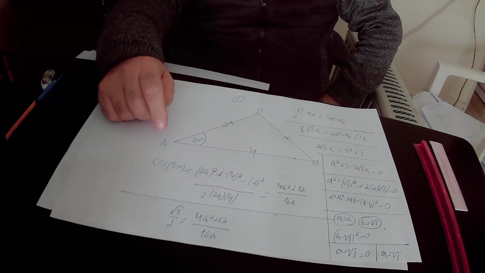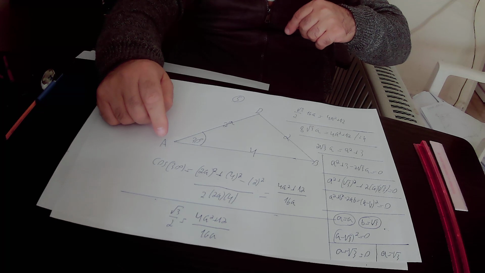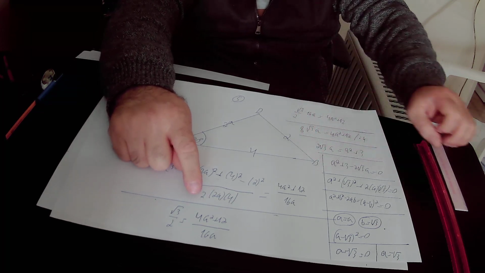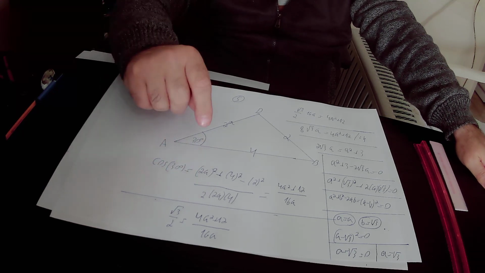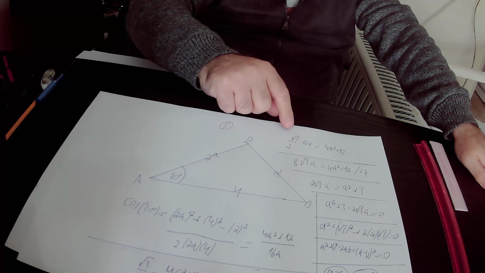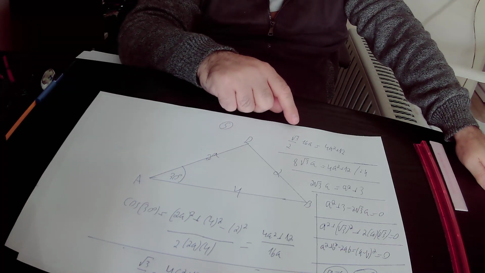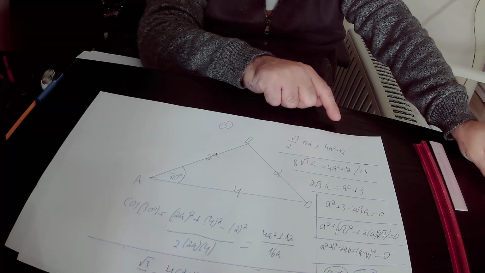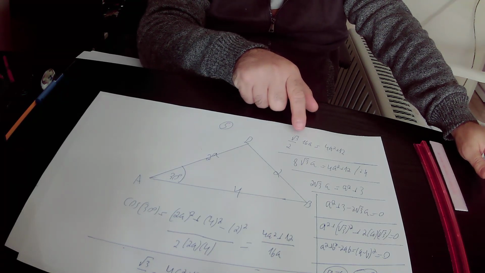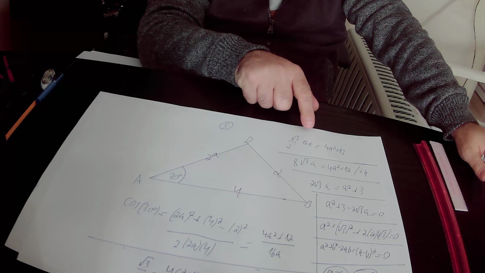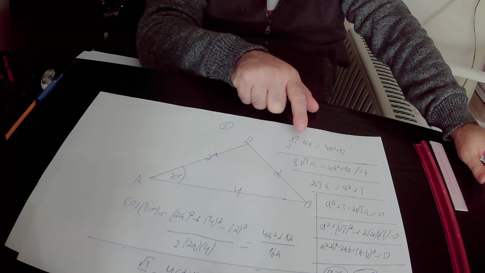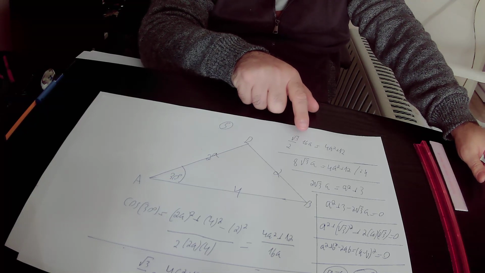So in conclusion, we got that the square root of 3 over 2 equals 4a squared plus 12 over 16a. We multiply this equation by 16a, and we got that square root of 3 over 2 times 16a equals 4a squared plus 12. 16 over 2 is 8, so we got that 8 times square root of 3 times a equals 4a squared plus 12.